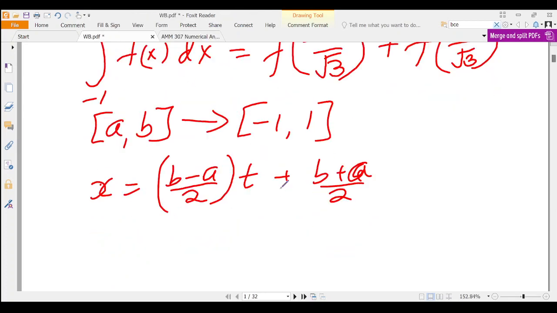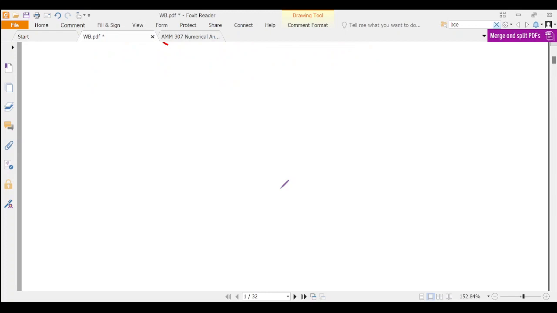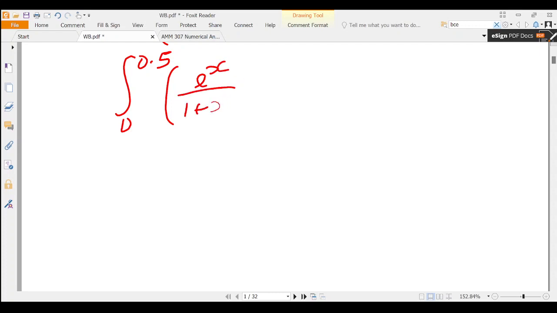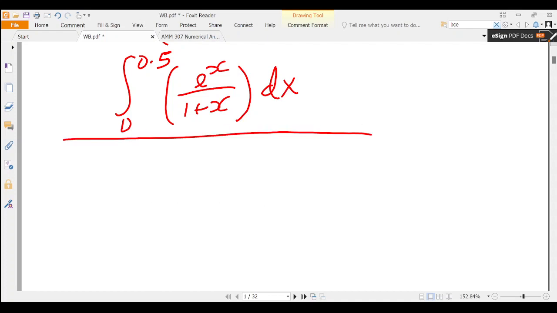Suppose, for example, we are faced with a problem of evaluating an integral such as, say, the integral from 0 to 0.5 of e raised to power x divided by 1 plus x. This kind of an integral is not easy to work out using the ordinary analytical methods of integration. So suppose we wish to develop our own two-point method.